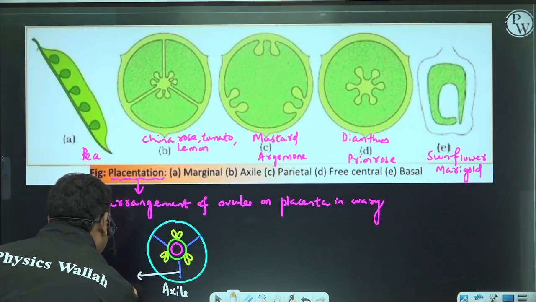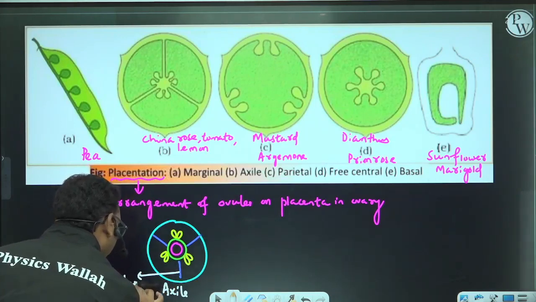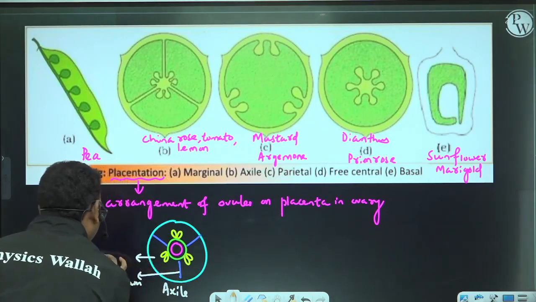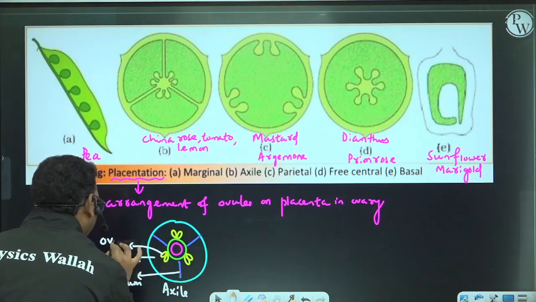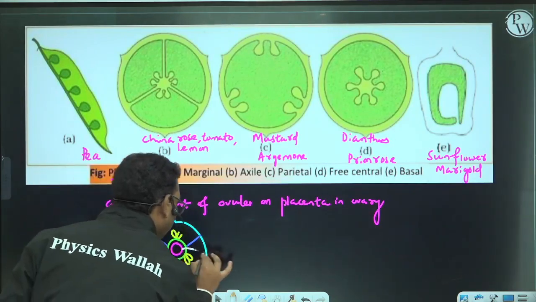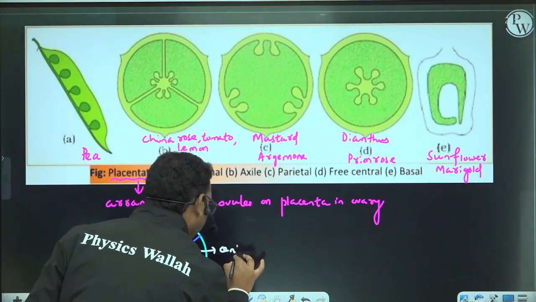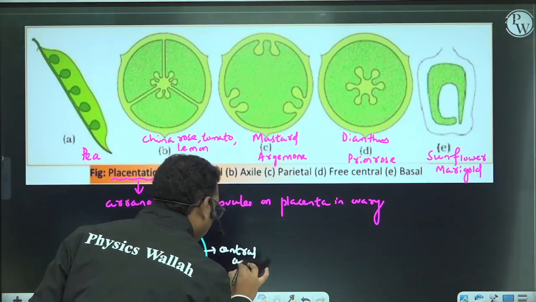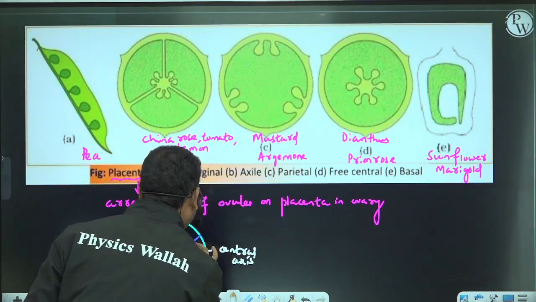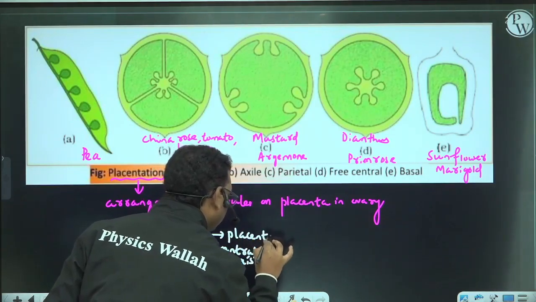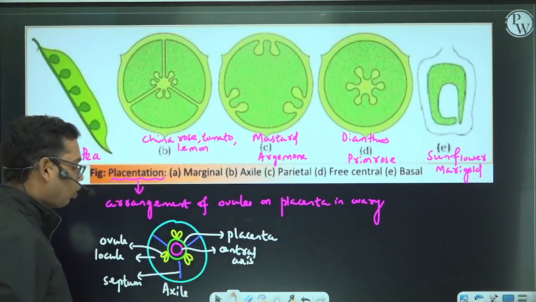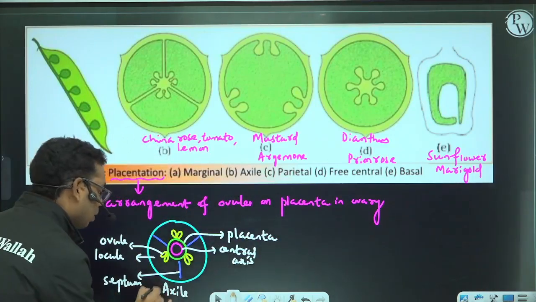So this is the septum. Okay, and this one is the locule. Okay, and this one is the ovule. Okay, and this one is the central axis. Okay, and this one is the placenta. Okay, and this type of placentation is called as axial placentation.